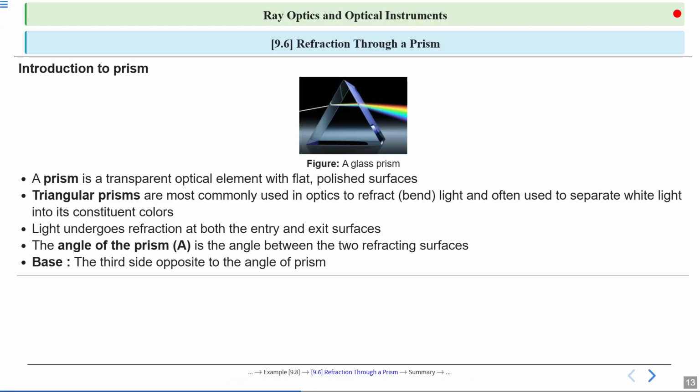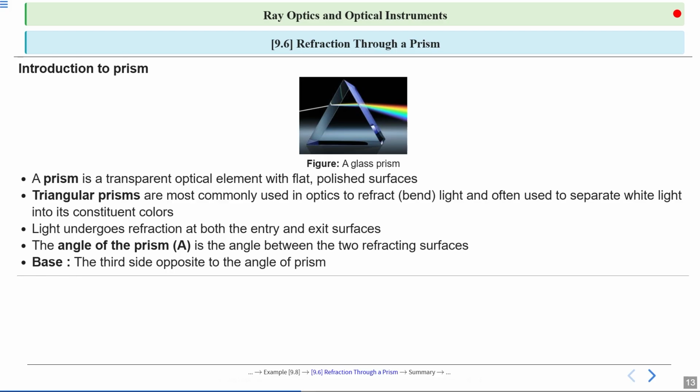The base of the prism is the third side opposite to the angle of prism. Understanding the geometry of the prism, including its base and angles, is key to predicting and explaining its optical behavior.